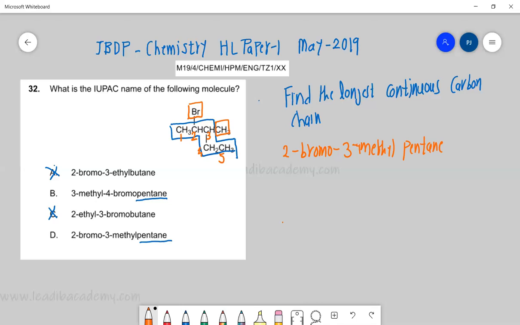Okay. So 2-bromo-3-methylpentane. Okay. That's all. So the correct option is D. So what 2 rules have we seen?